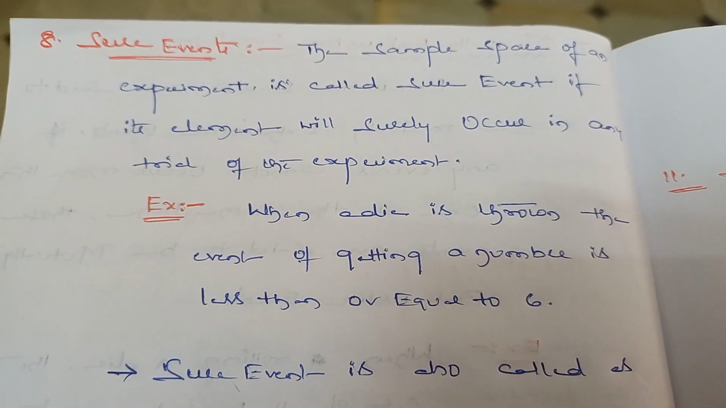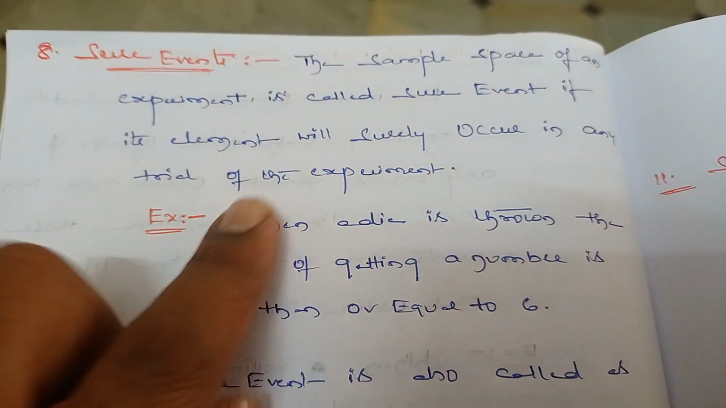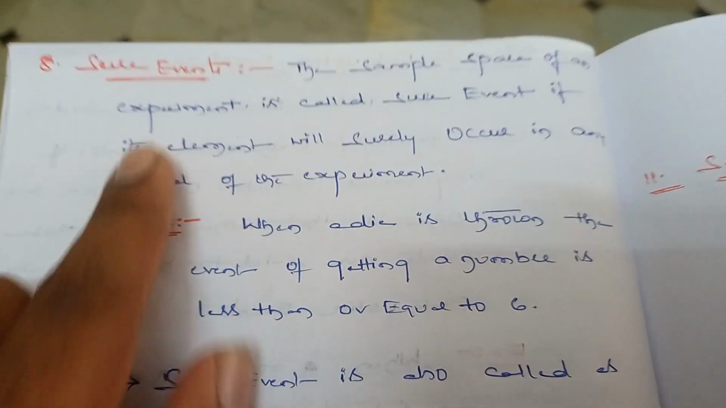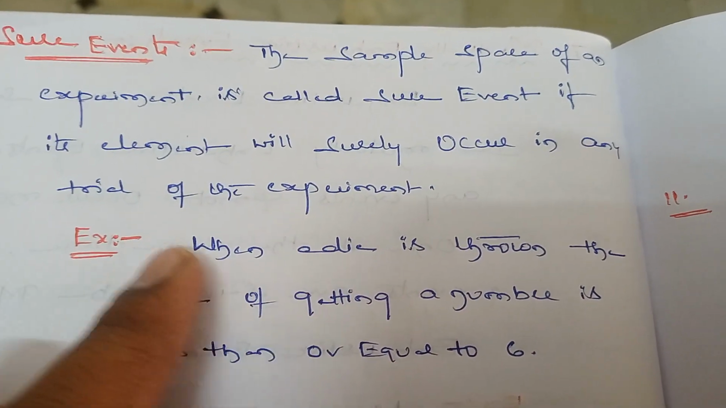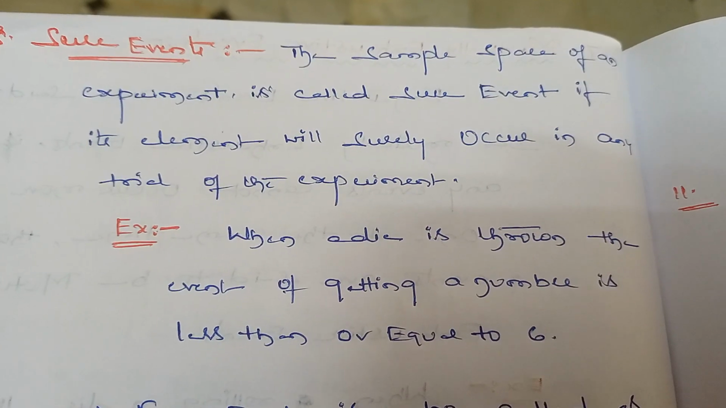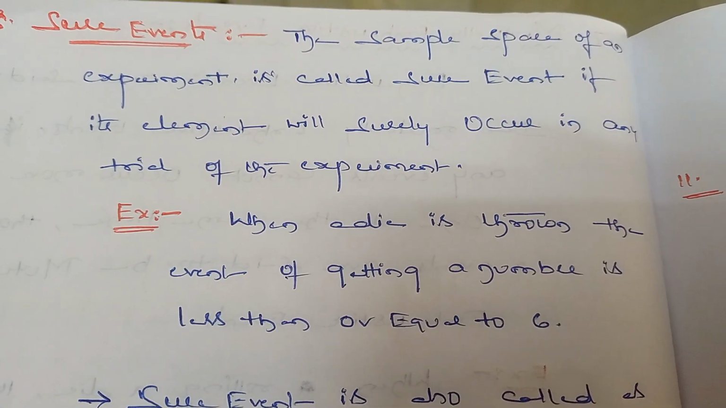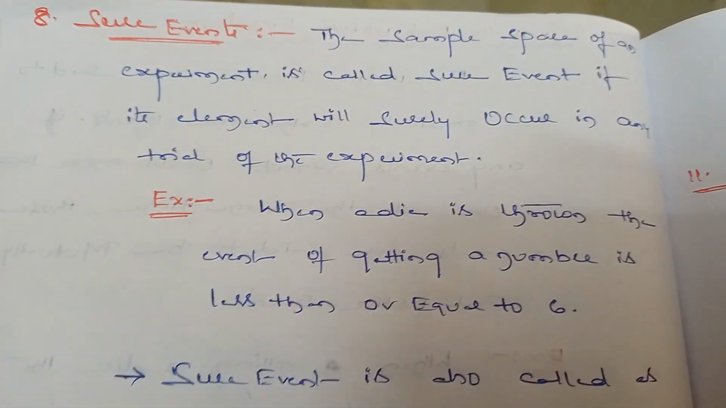Today we are going to discuss the probability terminology, that is, sure event or certain event. The sample space of an experiment is called a sure event if its elements will surely occur in any trial of the experiment.